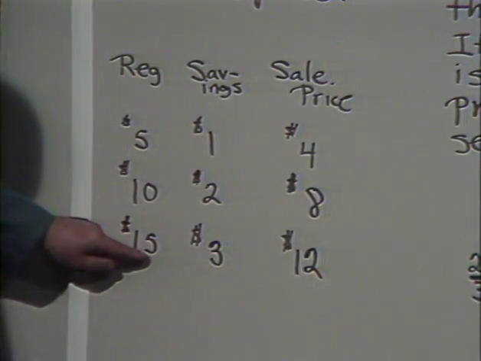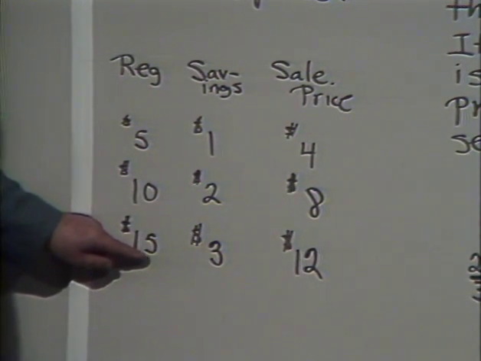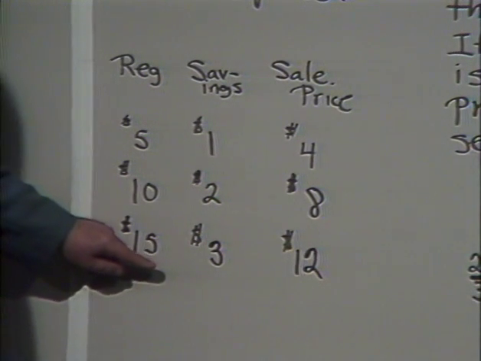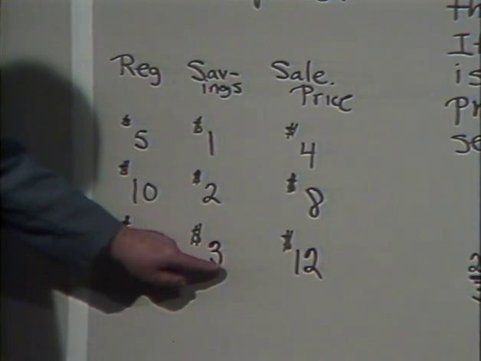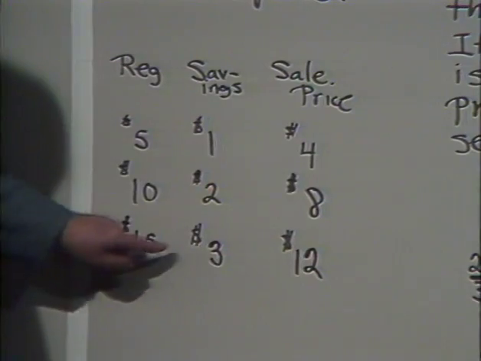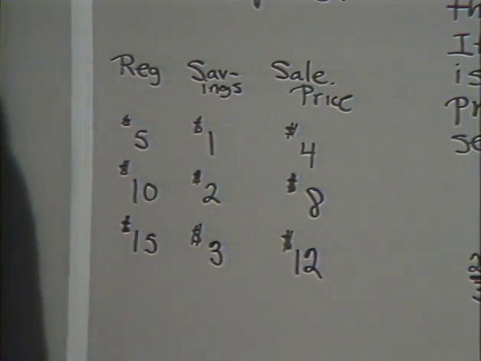What if the object was $15? Since you're taking off $1 for each 5, and 15 is 3 groups of 5, you're taking off $1 3 times. That means you're reducing the price by $3. $3 from 15 is 12, so you're still paying $12.